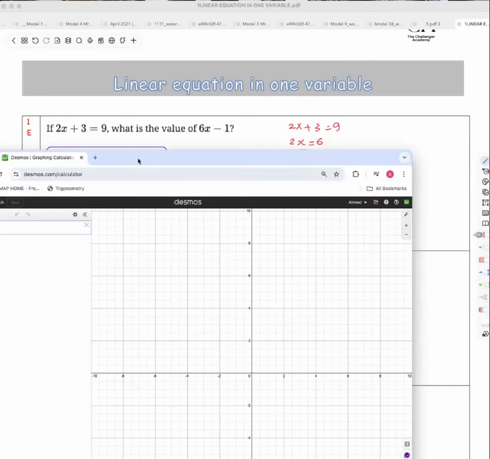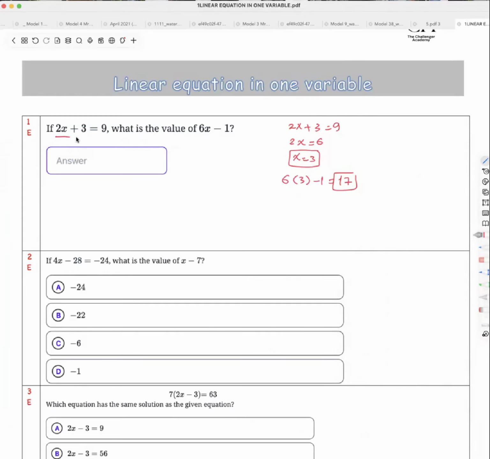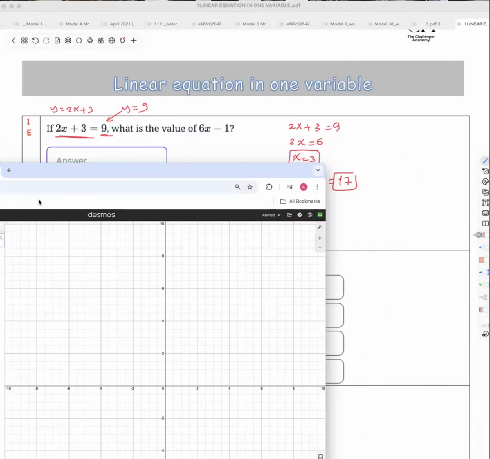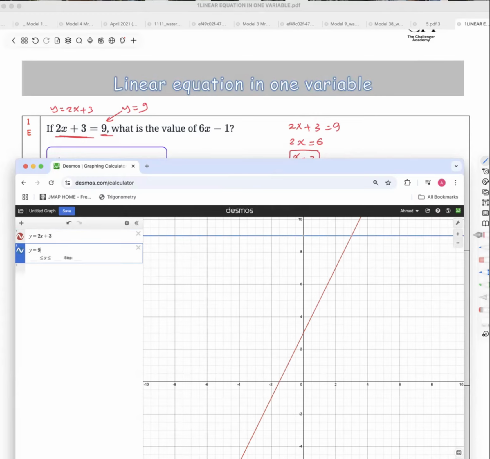How can we use Desmos to answer a question like this? We will imagine that we have 2x plus 3. This is a function, and this is a function. So I will write y equals 2x plus 3, and also I will write y equals 9, and I will check the point of intersection. This is the value of x, the x coordinate. So the first one, y equals 2x plus 3, and the second y equals 9. And we'll check the point of intersection, this point, which is (3, 9).